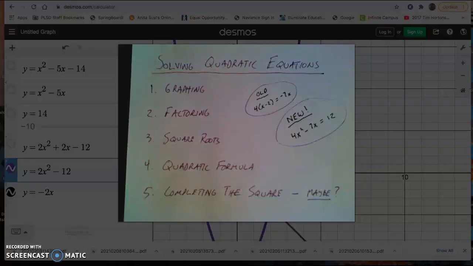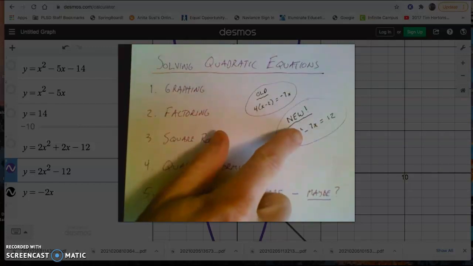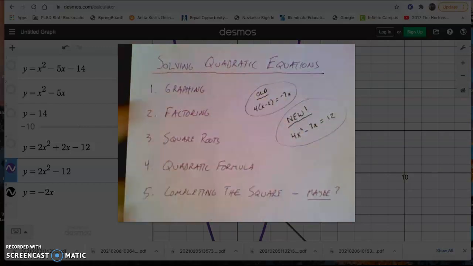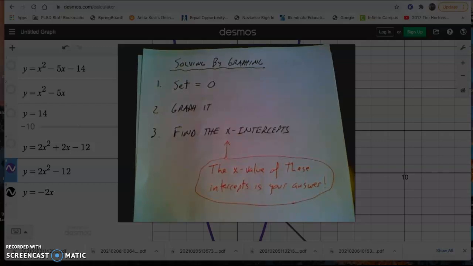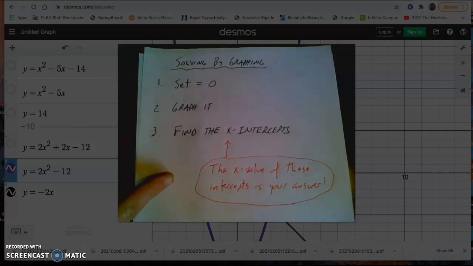Okay, so a final recap. We're starting to solve quadratic equations, equations that have a 2 for an exponent rather than a 1 for an exponent. And you just learned solving by graphing. We've got a bunch more ways to come. And there's 2 ways to solve by graphing. Way number 1 is rearrange your equation so it's equal to 0, graph it, and find the x-intercepts. The x values of the x-intercepts are going to be the answer to your equation.